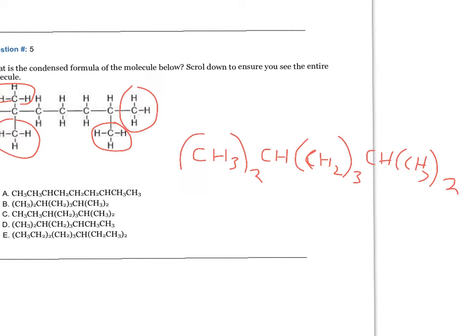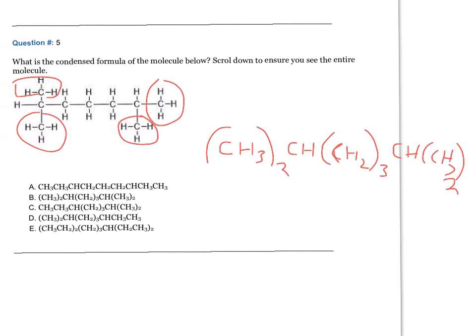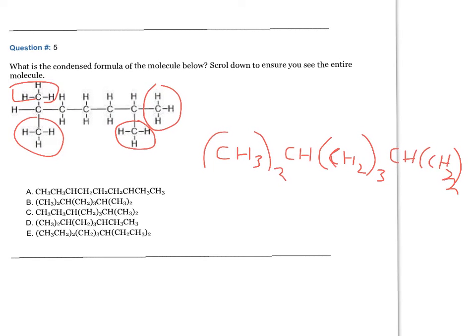That's the formula. So the strategy for this is to actually try and draw it. The answer is B: CH3, 2 of them, a CH, 3 CH2s in a row, a CH, CH3 with 2 of them. Match things up.